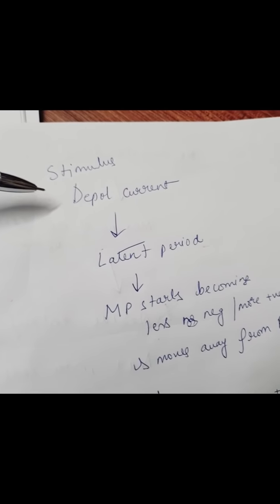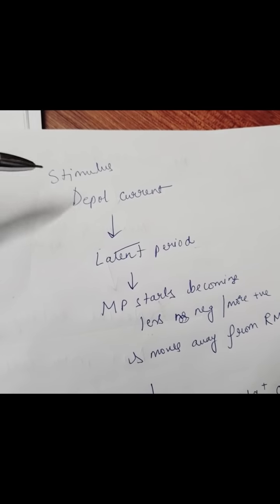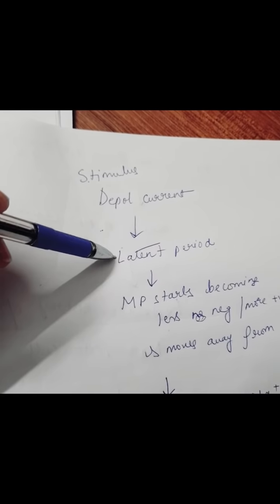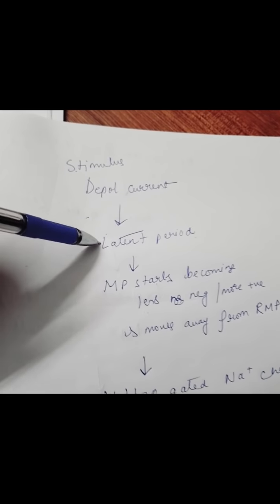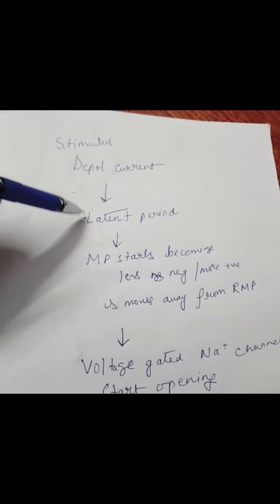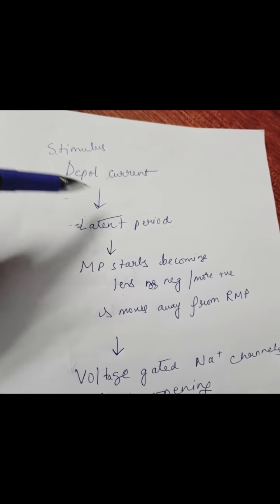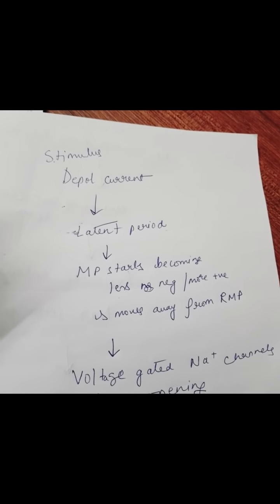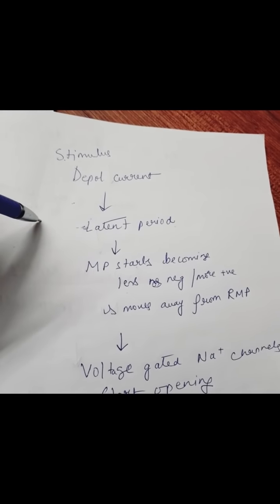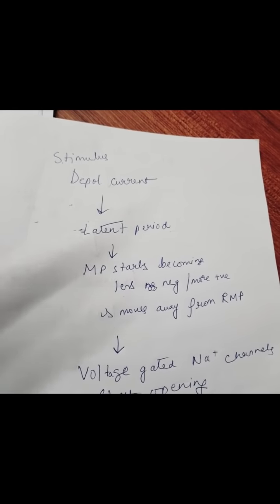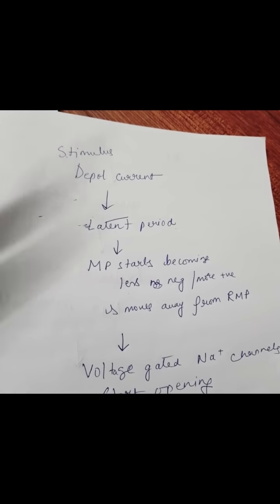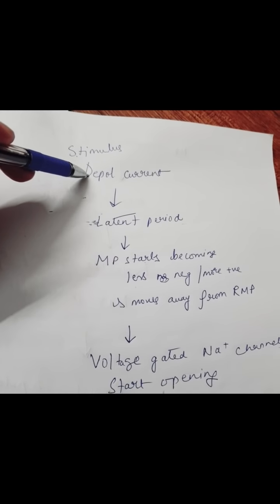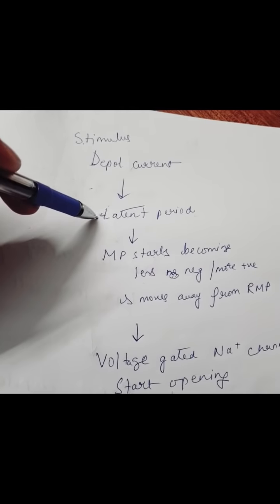After some time passes after giving the stimulus, this is known as the latent period. After the latent period, all the changes start. Okay, this latent period basically depends upon the distance between the stimulating electrode and the recording electrode, and it also depends upon the velocity of conduction of the impulse. Okay, so we give a stimulus, then we get a latent period.